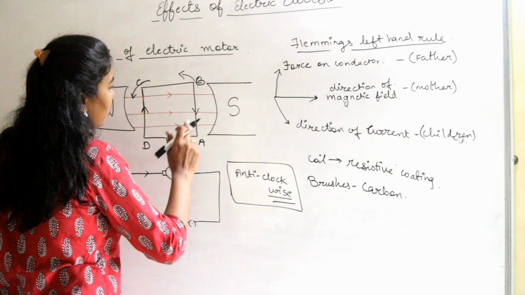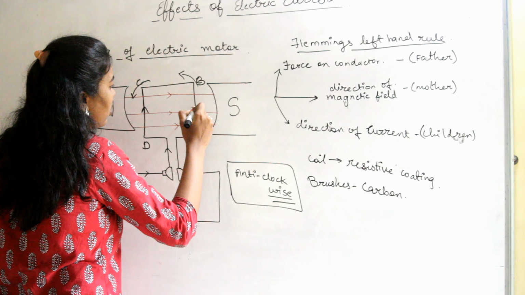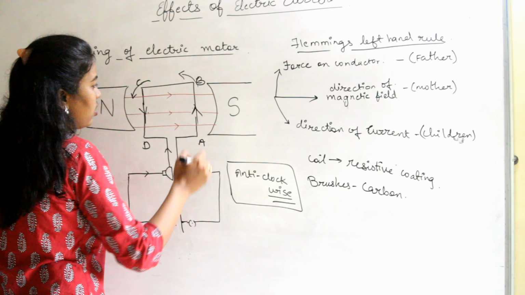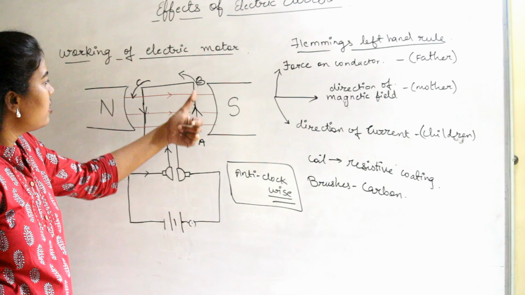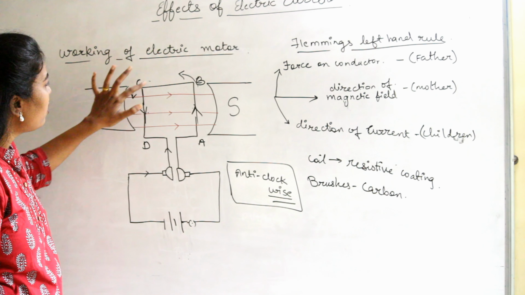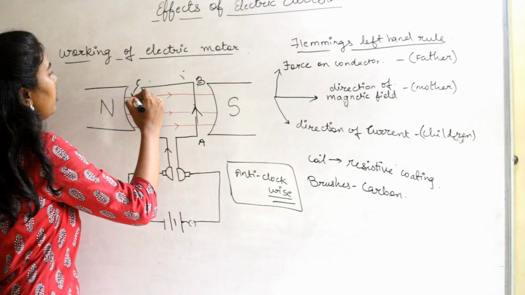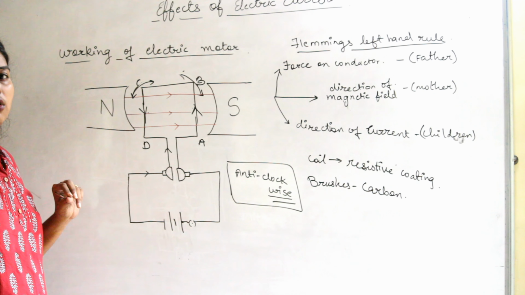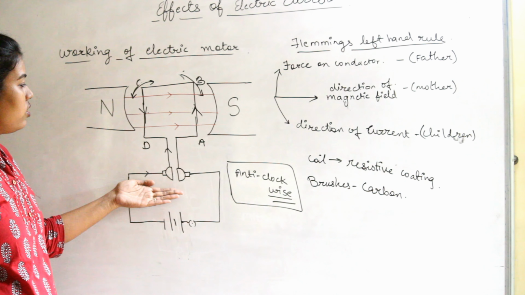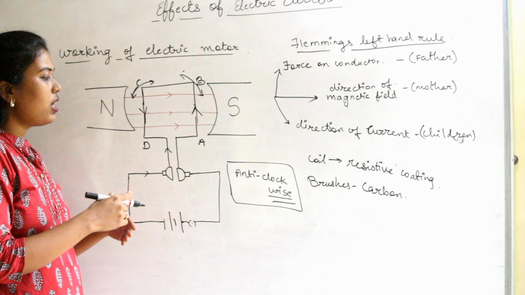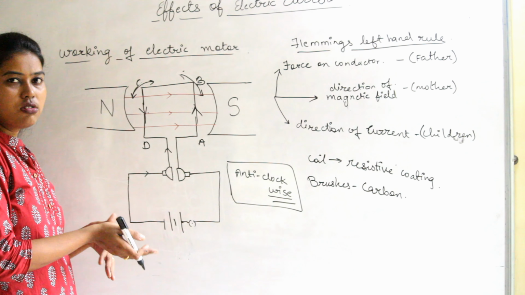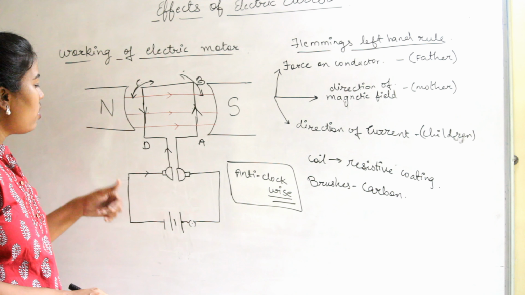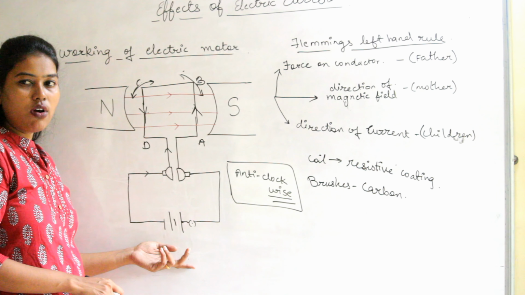The current will flow in this direction, right? When the current flows in this direction, the rotation of the motor will be in clockwise direction. Okay, so the motor can be run in clockwise direction also, and it can be run in anti-clockwise direction also. The only thing is that you have to take care of the polarity in which you have to run.